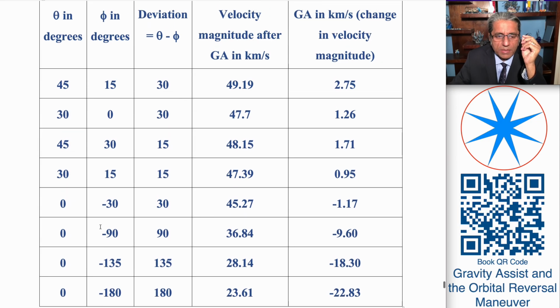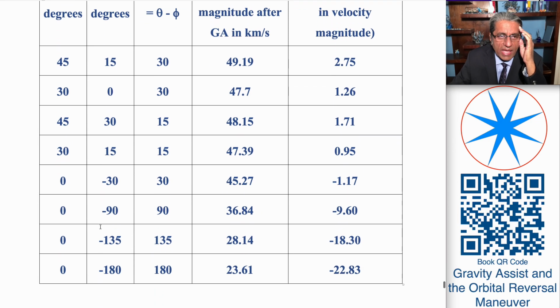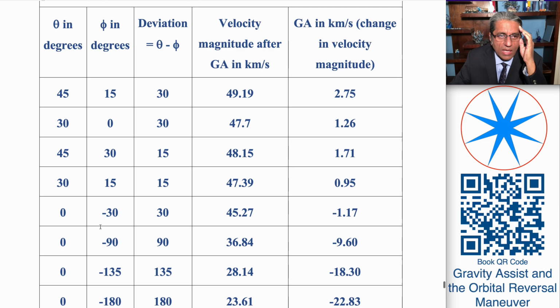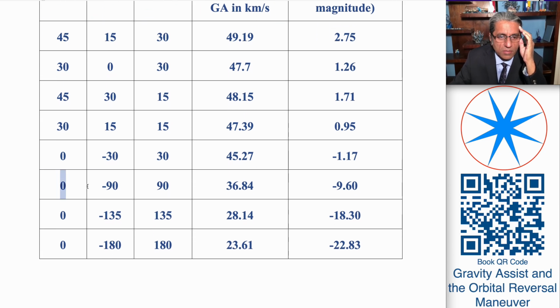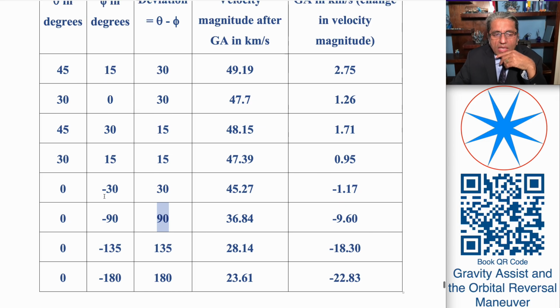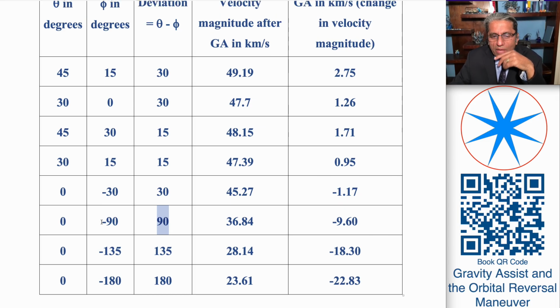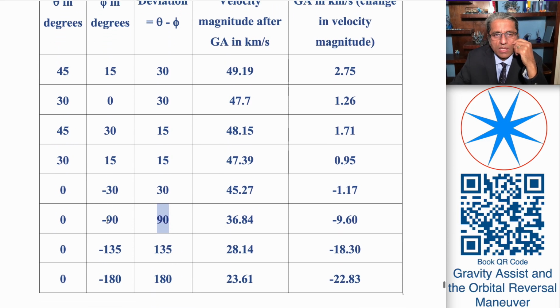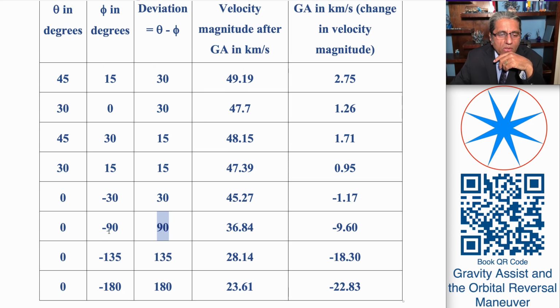For example, let's say theta was 0 and phi was minus 90. No, sorry, phi was 90. Then the deviation would have been minus 90. No, sorry. If theta is 0 and phi is minus 90, then the deviation is 90 degrees.